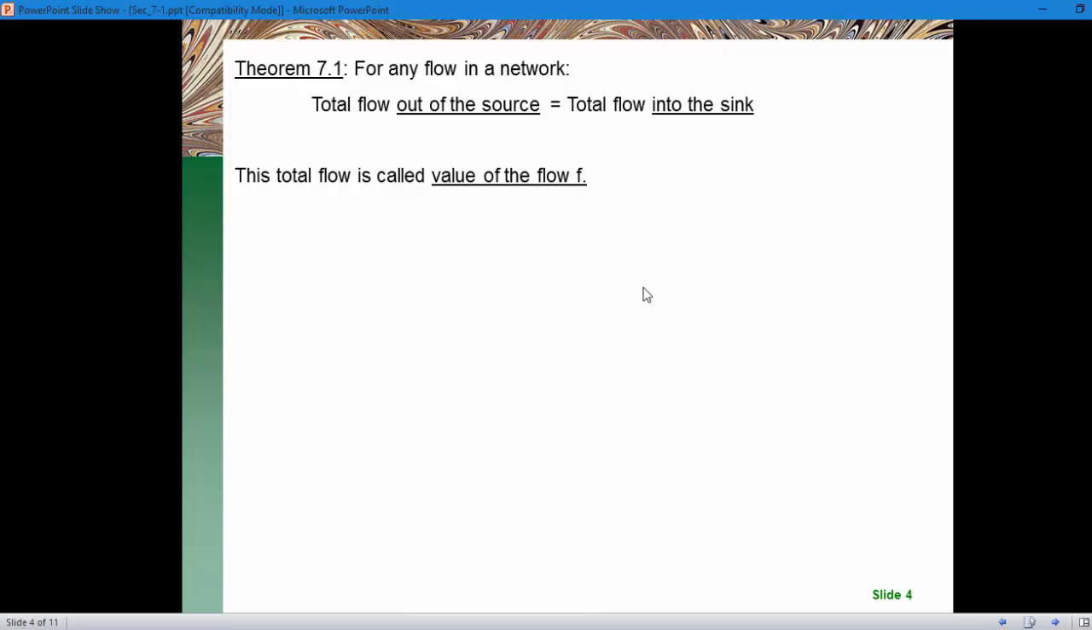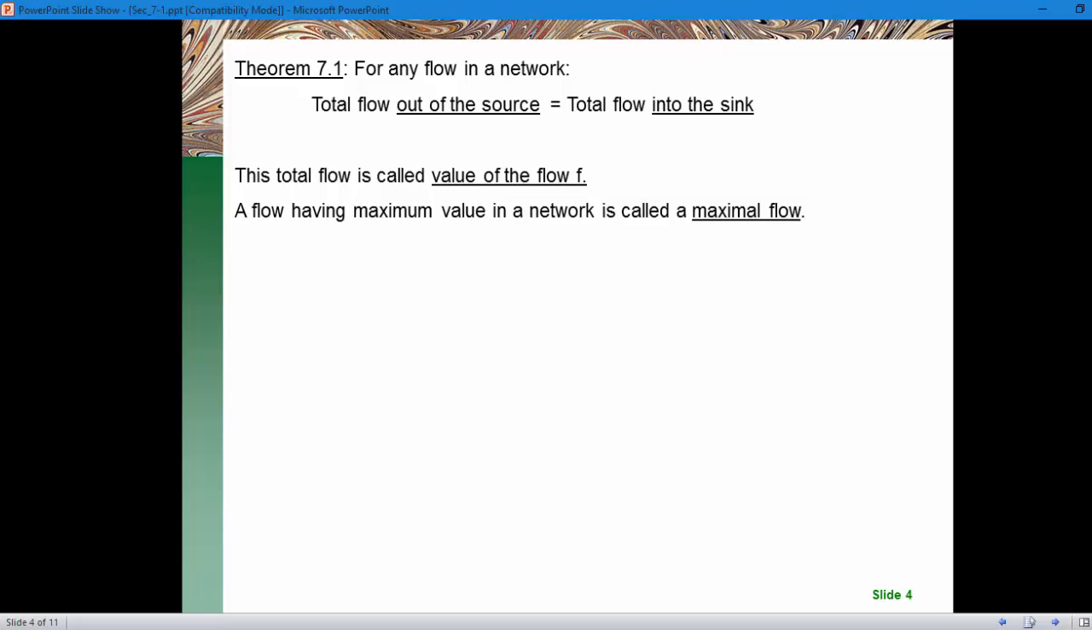Now, because of this theorem, this flow that goes out of the source and comes into the sink is the same value. We call that value the value of the flow f. So it's the value of the function f on the entire network. That's the definition. And a flow having a maximum value in the network is called a maximum flow.